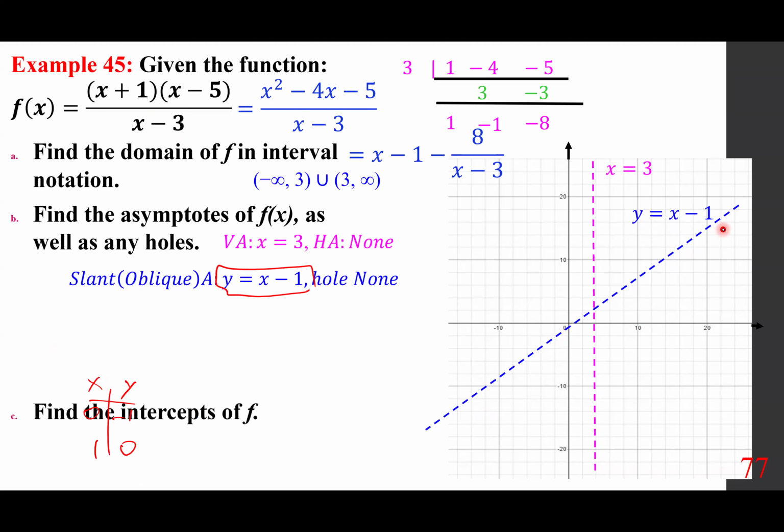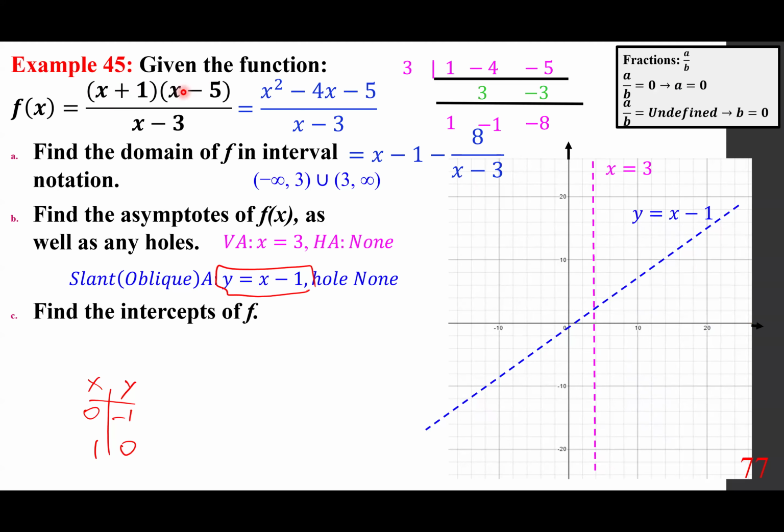Now we want to find the intercepts. Well, x-intercepts, we go with this. X-intercept, the top is 0. X equals -1, x equals +5. Okay. Fraction is 0 when the top is 0. And so the top is 0, x equals -1, x equals 5. That means -1, 0, 5, 0.